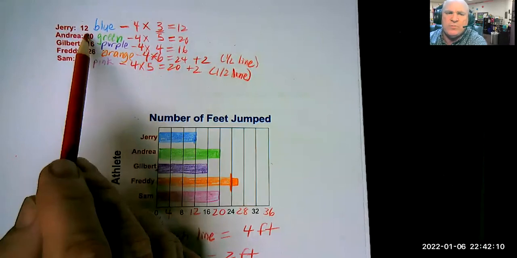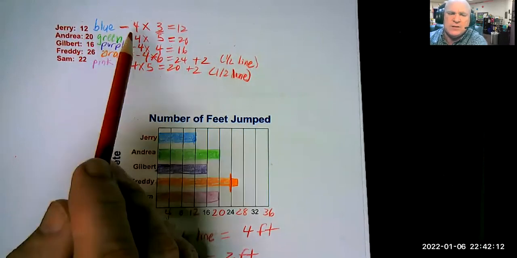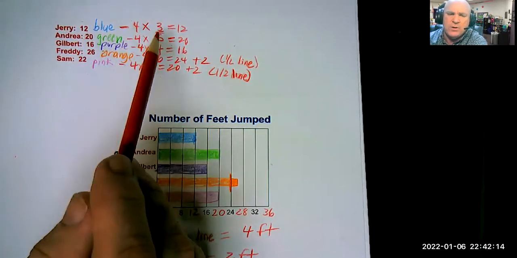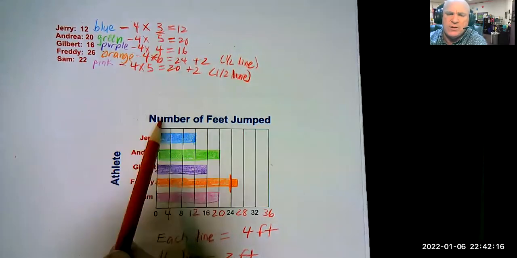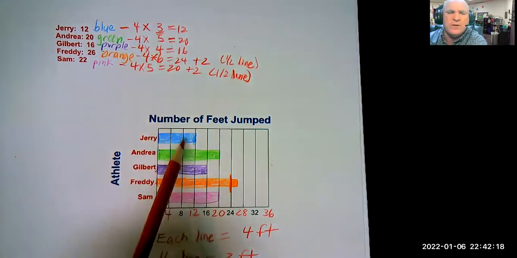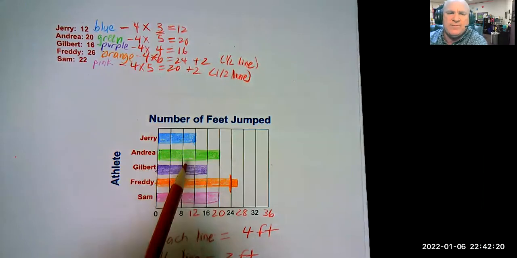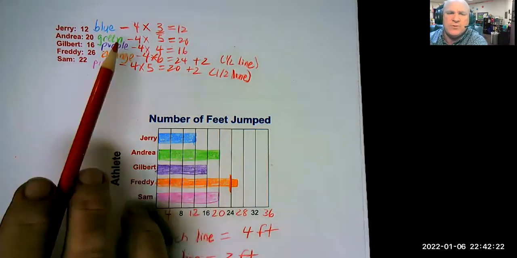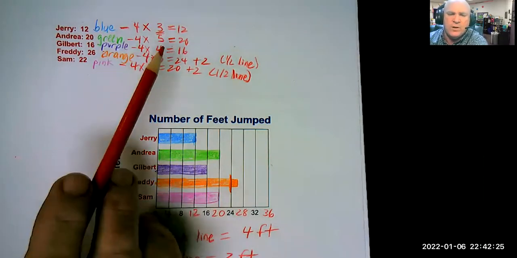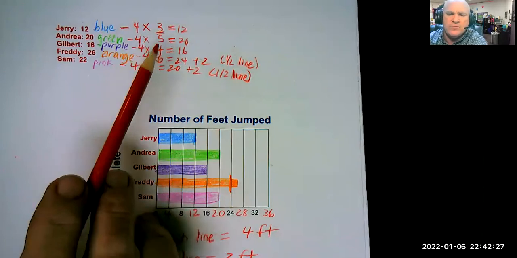So Jerry would move 3 lines to get to 12. Jerry, 1, 2, 3, 4, 12. Andrea, 5 lines to get to 20. 4 times 5 is 20. 1, 2, 3, 4, 5.